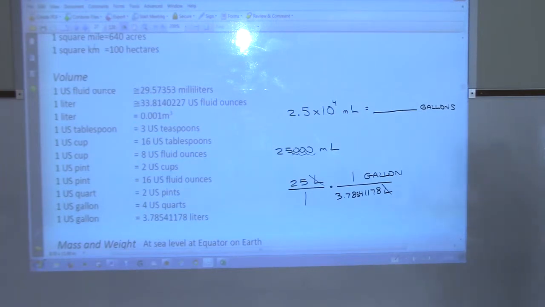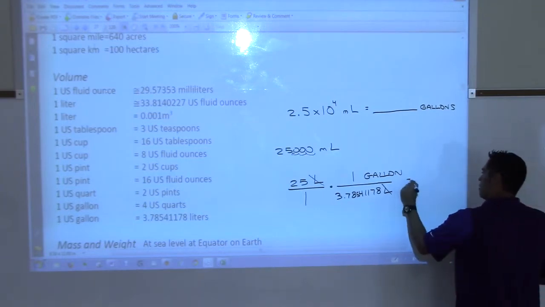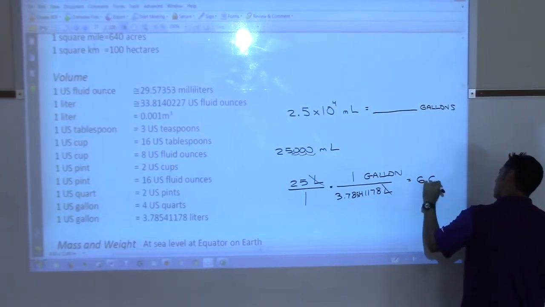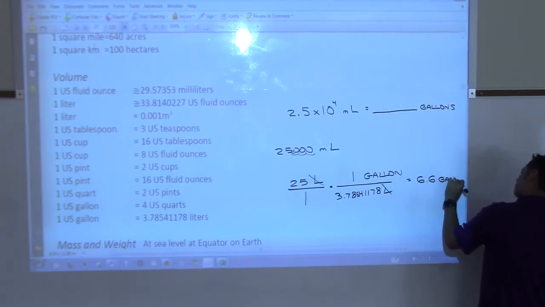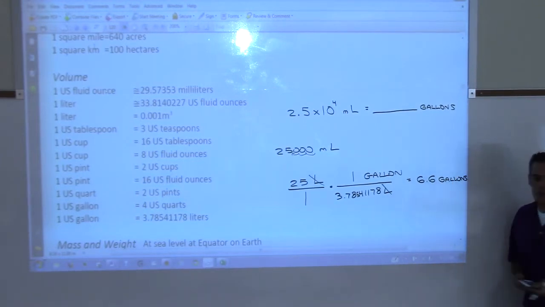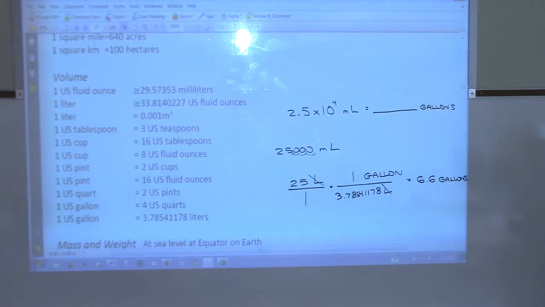We're going to do one more after this. I'm sorry, I lied to you. Okay, so this should come out. It's about 6.6 gallons. One last one, all right? I promise this is it.